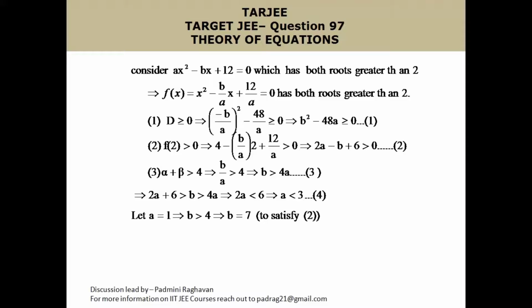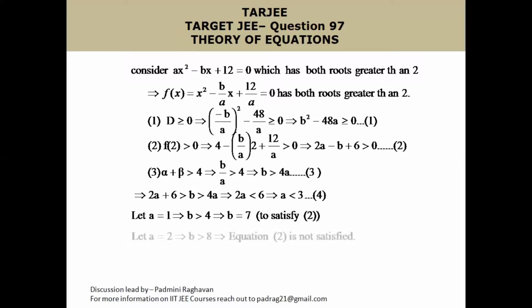The other values of b that we can consider is b = 8. B = 8 satisfies condition 3 as well as condition 1. But when we substitute a = 1 and b = 8 in condition number 2, the left hand side becomes 0, and 0 > 0 is not satisfied. Similarly, any higher value of b, namely b = 9 and b = 10, though they satisfy 1 and 3, will not satisfy 2. So there is only one acceptable value: a = 1 and b = 7.